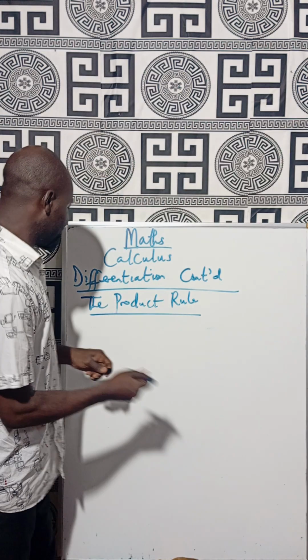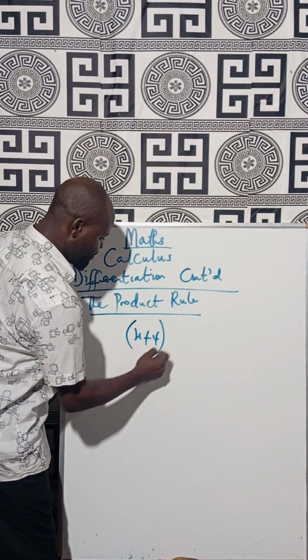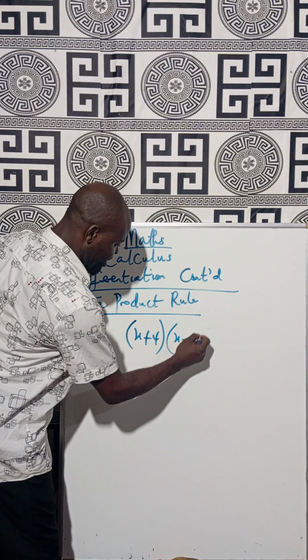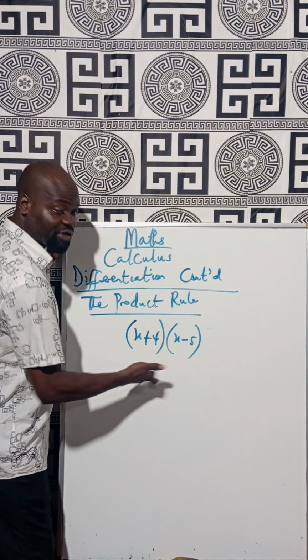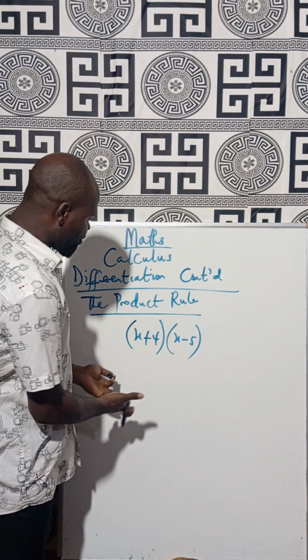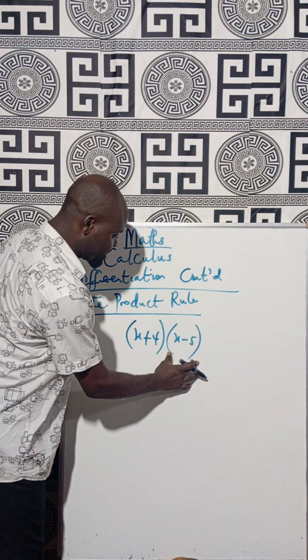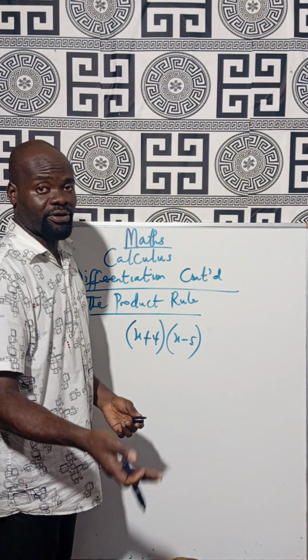Let's say you are given something like this: x plus 4 in brackets, multiplied by x minus 5 in brackets, and you are asked to find dy dx. You are asked to differentiate this. This question comes in the form of products. The first one multiplied by the second one, so apply the product rule.